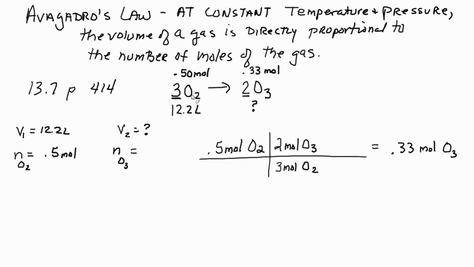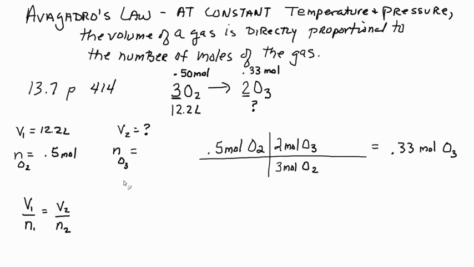So we haven't changed the number of oxygen atoms that we actually have, but we have changed the number of moles of molecules that we have. Over here we have a half a mole of O2 molecules. Over here we have a third of a mole of O3 molecules. According to Avogadro, if we decrease the number of moles, we're going to decrease the volume. So this volume should be less than the volume that we started with. So our formula for Avogadro's law is V1 over N1 equals V2 over N2.